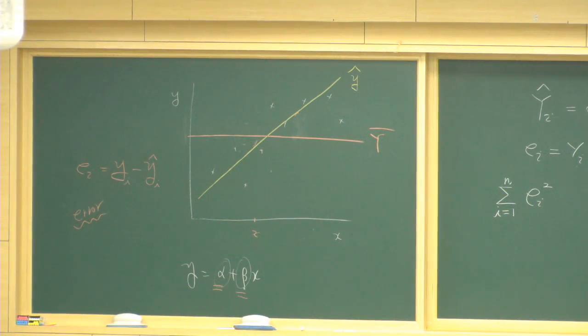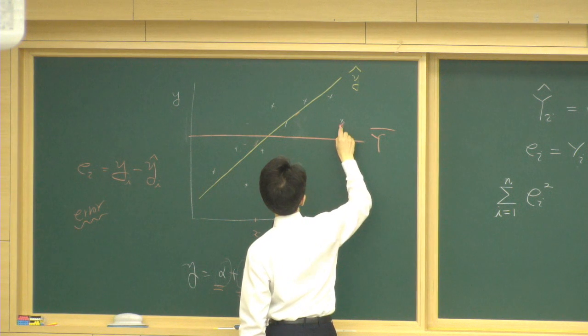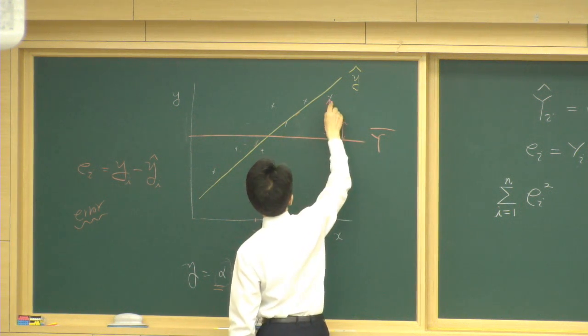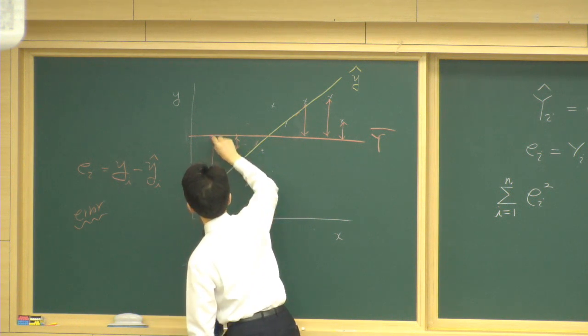If I take the y bar as my prediction, what is the error? I can make errors like this. This is the error, this is the error, and that's the error, and that's the error, and that's the error.